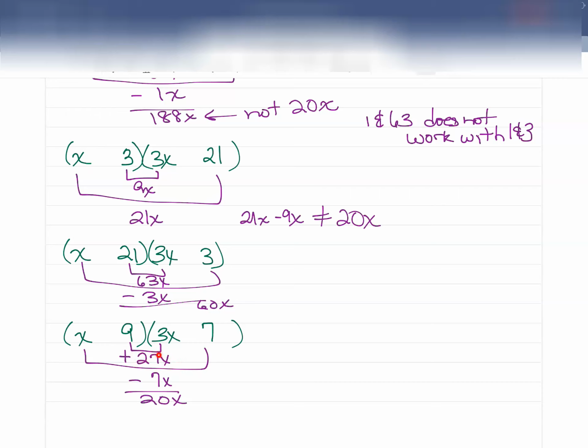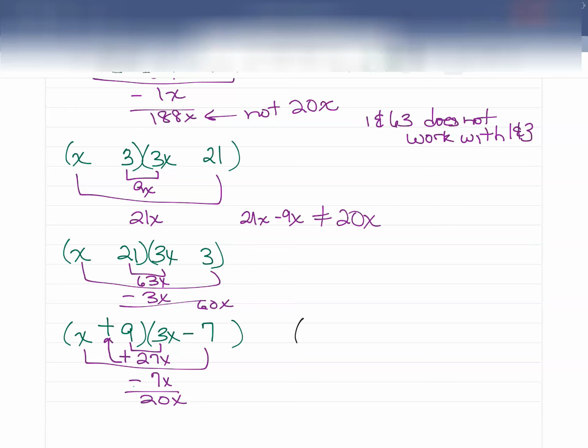The higher product is 27x. It has the positive because that's the positive 20x that I needed. That's the part where I was talking about the higher product. 27 is the higher product. So that one's getting the plus. So that plus sign in front of the 27 is going to carry right in front of the 9. The x times the 7 is where we got that minus from. So that one's going to go in front of the other one.